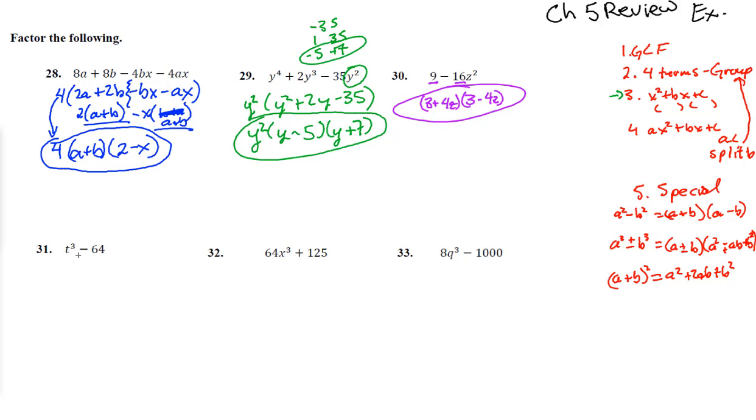All right, number 31. No greatest common factor. Looks like there are 2 terms, and we look. 64 is a perfect square. It's 8 squared. But you'll notice this is not a perfect square. That's a perfect cube. So we need to think, is 64 a perfect cube? And it is. It's 4 times 4 times 4.